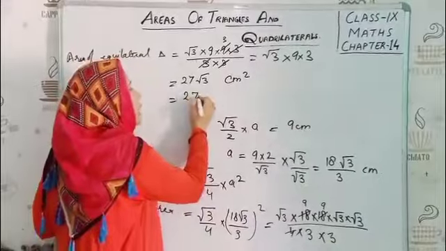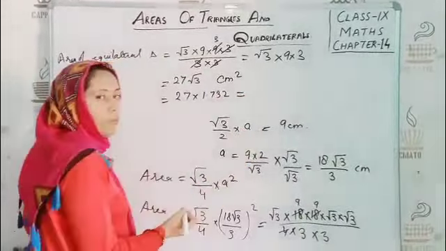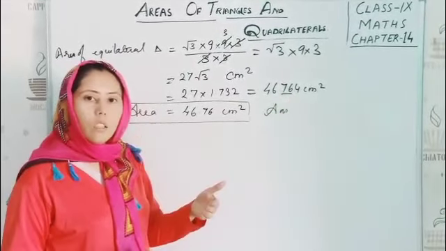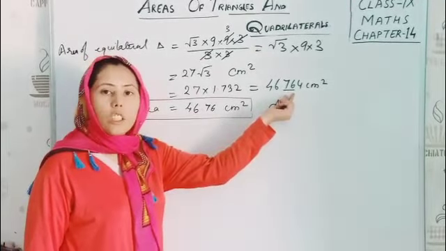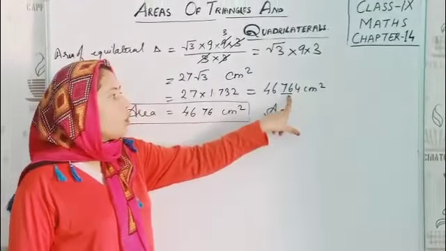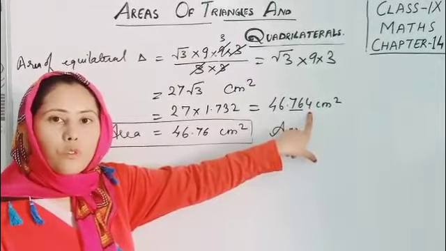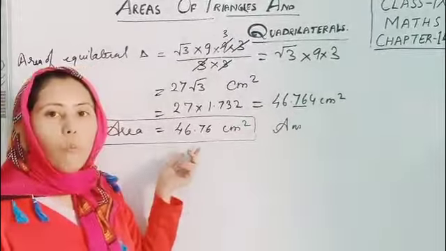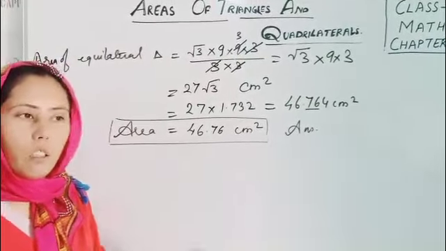So you will get 27 into 1.732. It is equal to 46.764. And the question is saying correct it to 2 decimal places. 2 decimal places means we have to write up to 7 6. So we will look at the last digit; if it is more than 5, then it will become 77, but this is less than 5, it is 4, so we will take only 76. So 46.76 centimeter square is the area of that triangle.